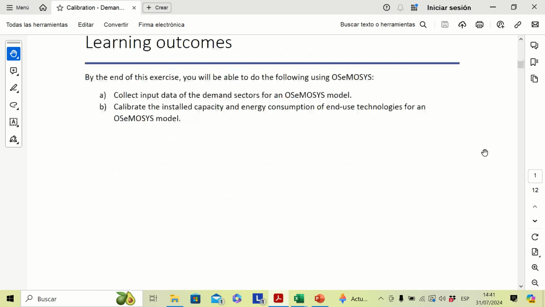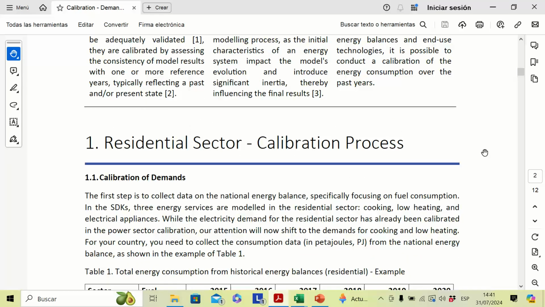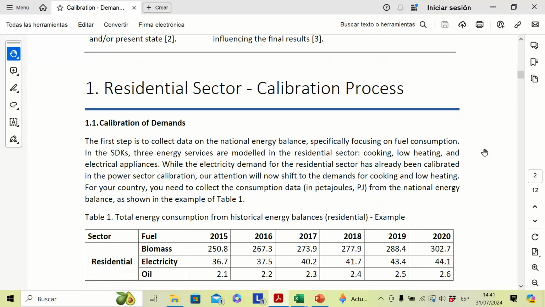According to this, the first part is about calibrating the residential sector. The main document that we need for this practice is the national energy balance of your country. You need to do some research and look for where this documentation is. It's very important to guarantee that you have the values for all the years starting in 2015.